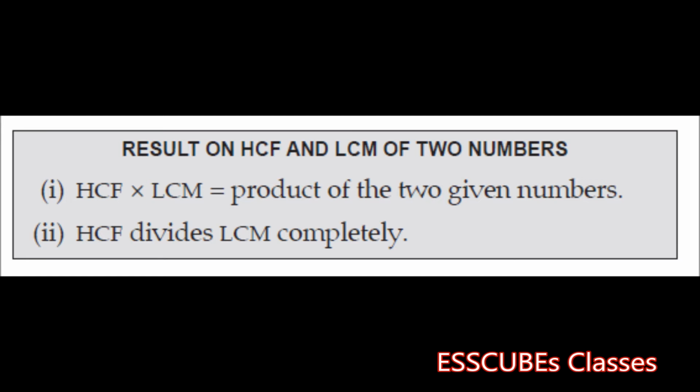From the last two examples that we discussed, we have some results on HCF and LCM. The product of HCF and LCM is equal to the product of the two given numbers, and the HCF divides the LCM completely, leaving no remainder.